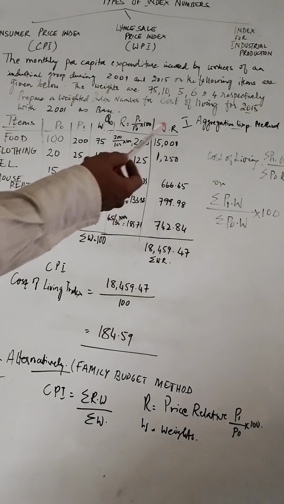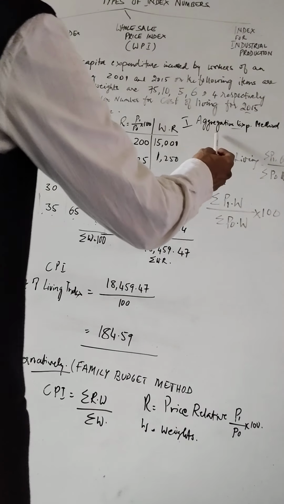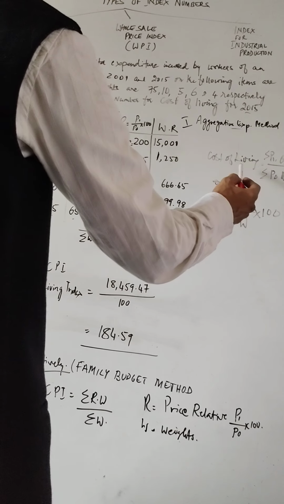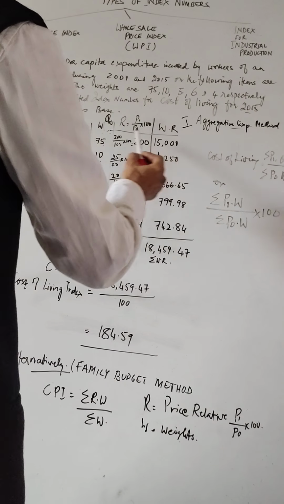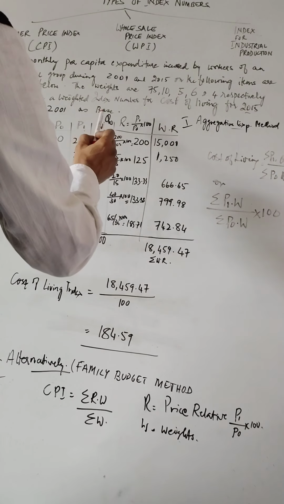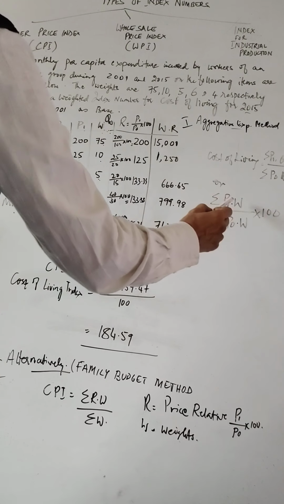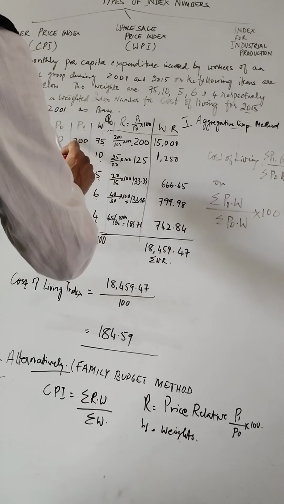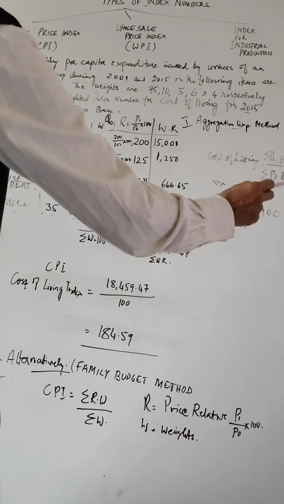In the last class we did the aggregative expenditure method, in which we took P1 into Q0, that is P1 into weights, and then P0 into weights, that's it, into 100.